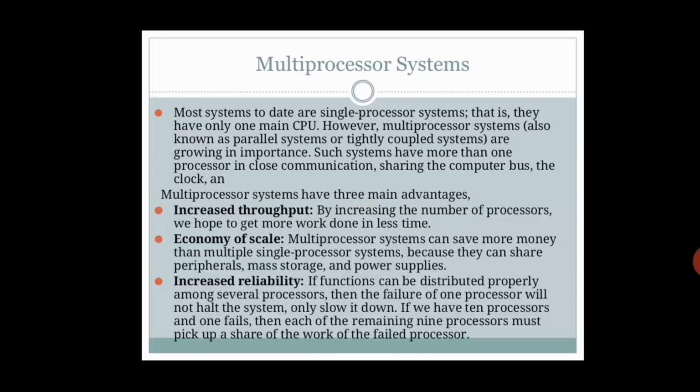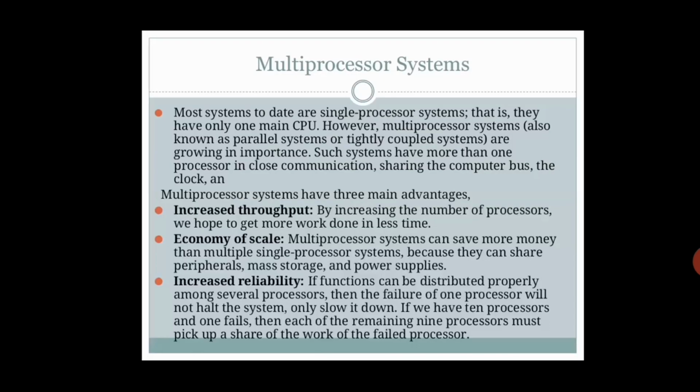So the first one is increased throughput. What is increased throughput? Throughput is nothing but the kind of output you are going to get from the system. By increasing the number of processors, we hope that we can get more work done in less time. Definitely, because if you have more hands, your work will be very easy, and in a short span of time you can perform so many works, isn't it? So if you are having multiprocessors in a particular system, so many programs can be run simultaneously in less time. That is the meaning. So that's why they said that the multiprocessor system will give that particular advantage.